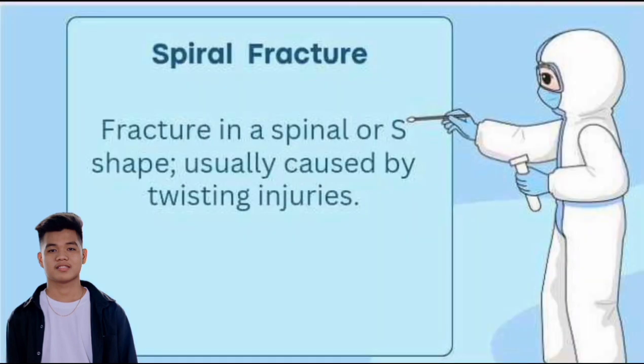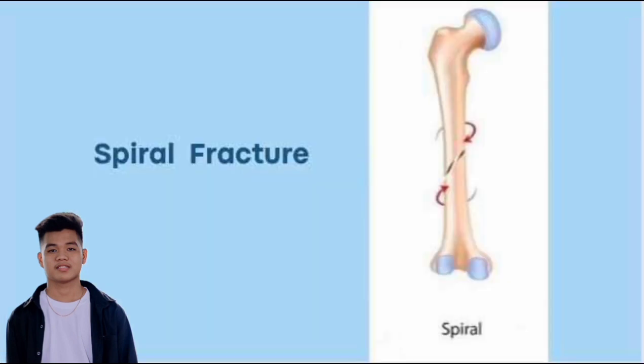Spiral fracture. Fracture in a spiral or S shape, usually caused by twisting injury. So sabi nga dito, it usually happens when the bone is twisted due to an injury. So example po natin dito is like yung basang towel po, tapos kung paano mo siya i-twist. That's the example of how this type of fracture can occur po. Imagine mo na lang yung itsura nun pag twist mo yung towel na basa. Ganun po ang itsura ng spiral fracture.